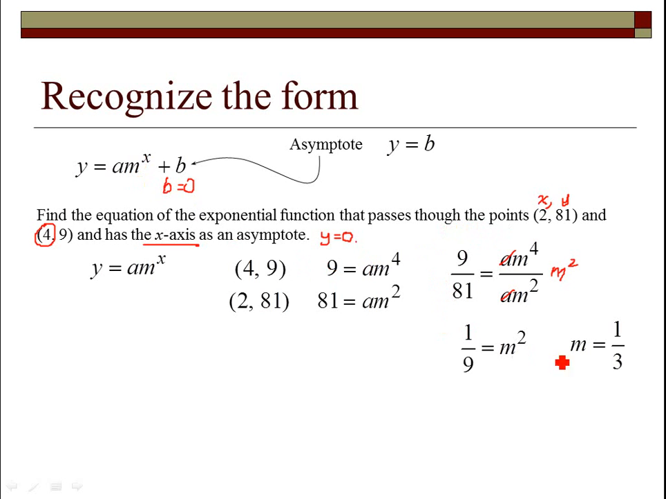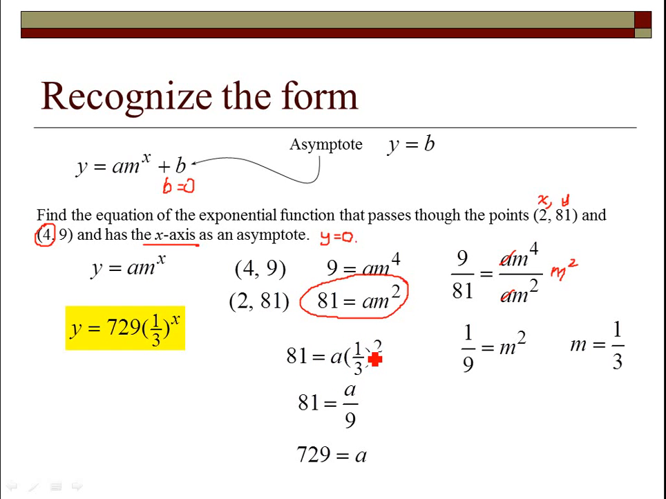Okay, so now we're going to take this equation right here, the m equals 1/3, and I've still got to figure out what a is. So I can plug it into either one of these two equations. I'm going to plug into the easier of the two, and in that case, it's going to be this guy. I get 81 is equal to a times 1/3 squared. Now 1/3 squared is 1/9. So I get a over 9, multiply by 9. 9 times 81 is 729. Now I just got to put my pieces together. We have 729 times 1/3 to the x. Okay, so that's a basic one where the x-axis is an asymptote, or we have y equals 0.